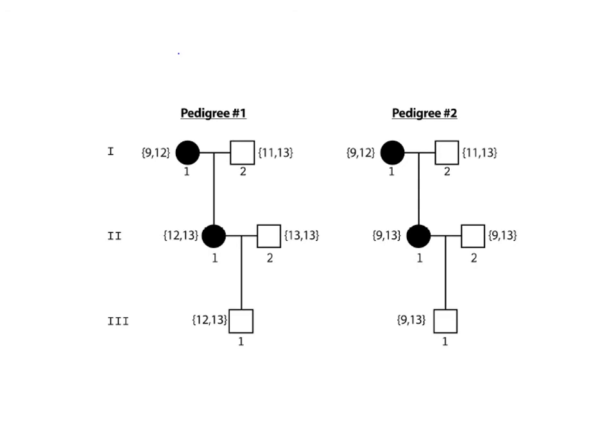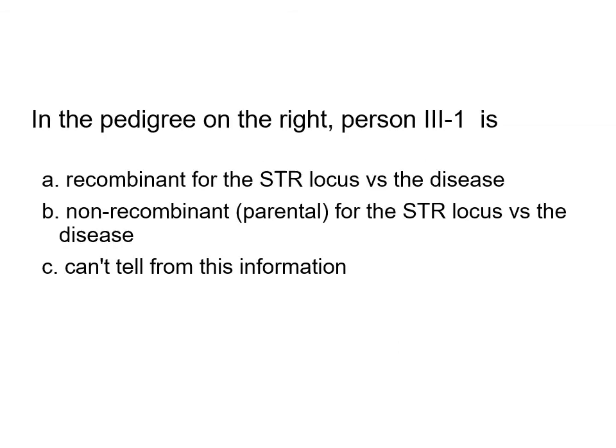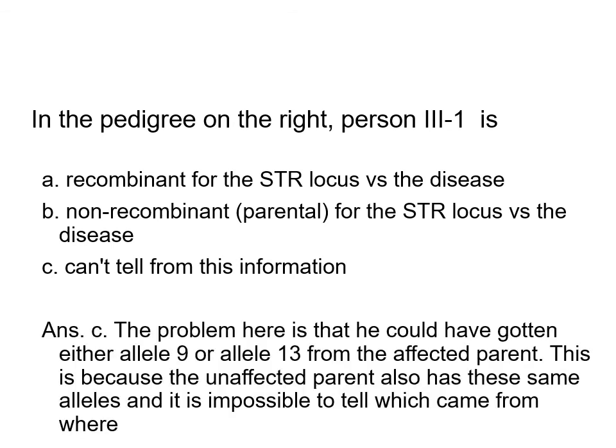Well, his dad messes up this analysis because mom has 9 and 13, dad has 9 and 13. So the kid could have gotten the 9 from either the mom or the dad, could have gotten the 13 from either the mom or the dad. So the question about whether he's recombinant or not, you just can't tell from this information. He could be recombinant, he could not be recombinant, but because of the ambiguity having to do with what alleles are coming from which parent, you can't answer that question. The problem is he could have gotten either allele, 9 or 13, from his affected parent, and that's because the other parent has the same alleles.